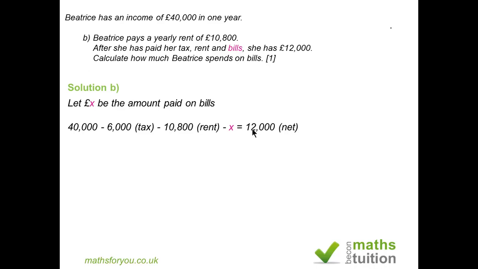Now, simple algebra here. If we move X to one side, that will change X to positive, and if we move 12,000 to the left hand side, the sign will also change, and that becomes minus 12,000. So X is equal to 40,000 minus her tax bill, 6,000, minus her rent, 10,800, minus her net income, 12,000. So she spends £11,200 on bills, whatever the bills are.